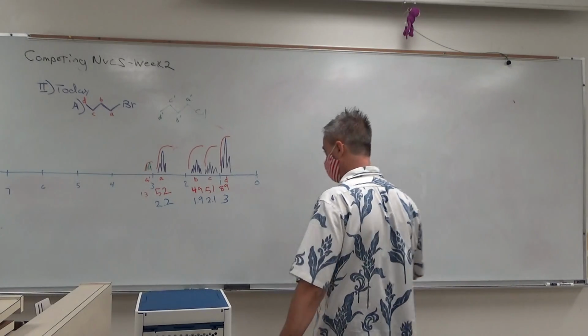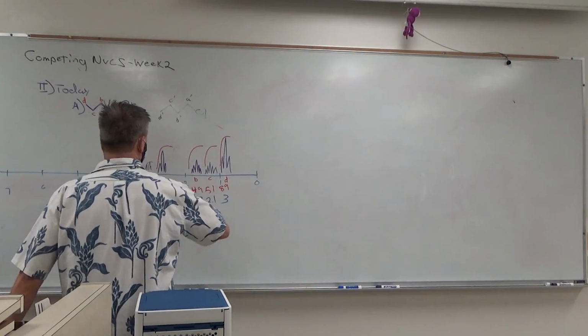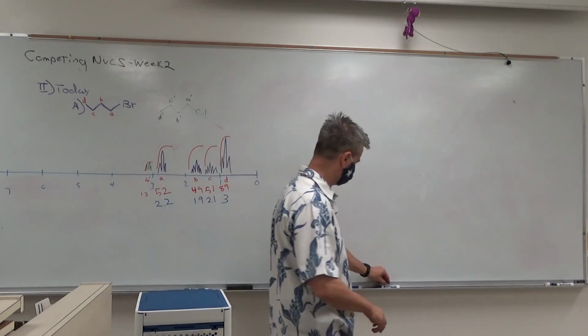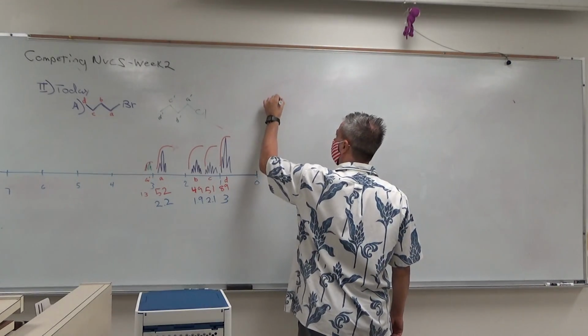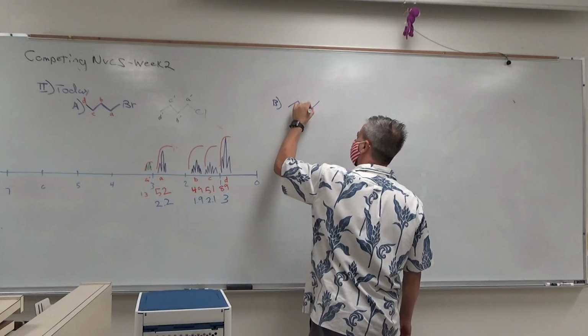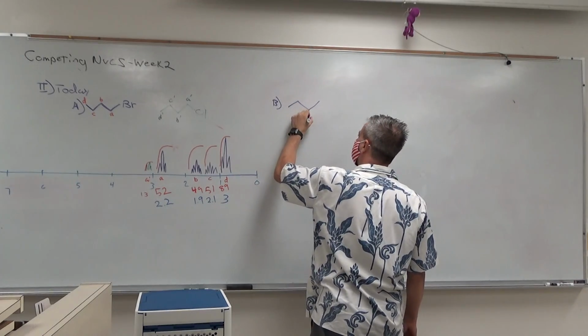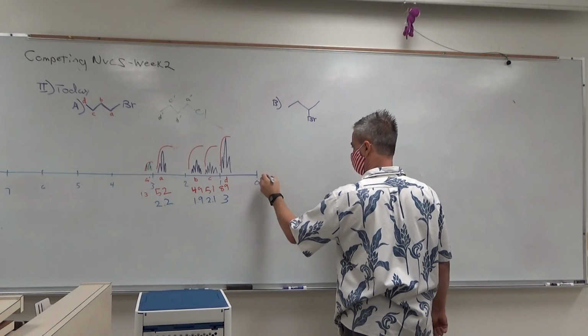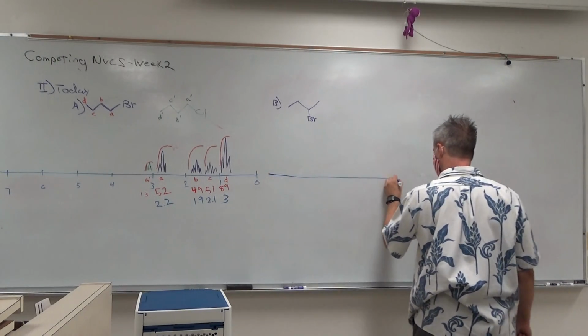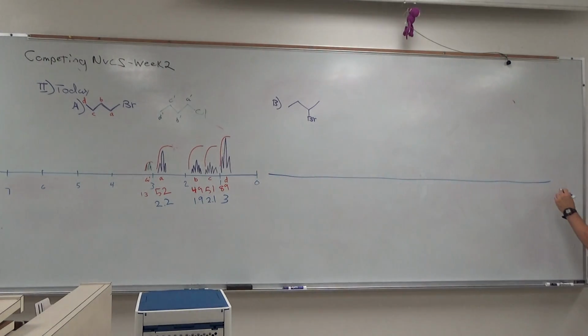All right, let's do one more real quick. How many different types of protons on that guy? 4.